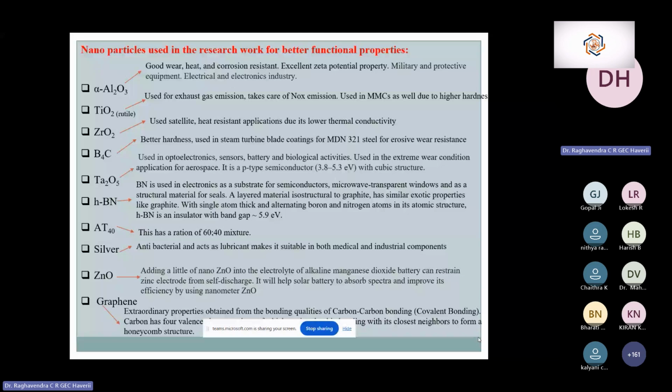And let me come back to this alpha Al2O3, which has an excellent zeta potential property, which made it useful in wear resistant and corrosion resistant applications with military and protective equipment, and even in electrical and electronics. They are also extensively used in MEMS and NEMS applications.